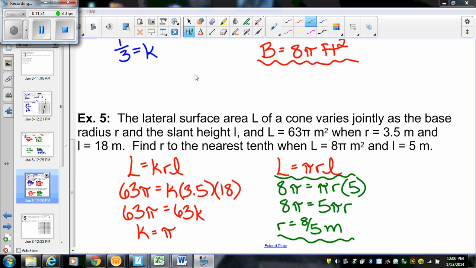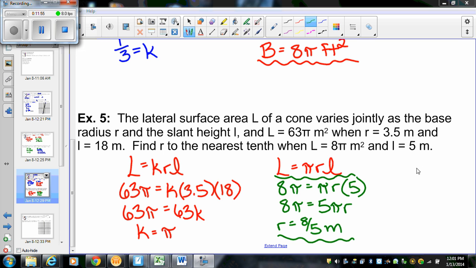Okay, so if you set up, basically take that first sentence that you read through and set it up in an equation. You should have capital L is equal to K times R times the lowercase l. And then the initial situation they gave you was that capital L, the lateral surface area, is 63 pi, when the radius is 3.5 meters and the slant height is 18 meters.